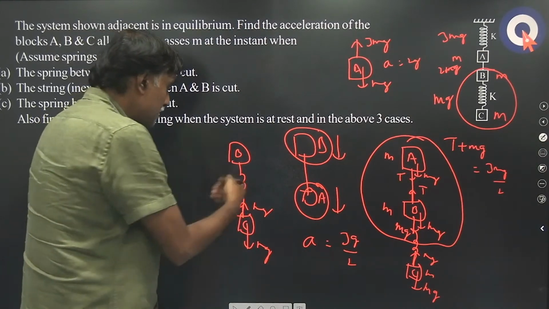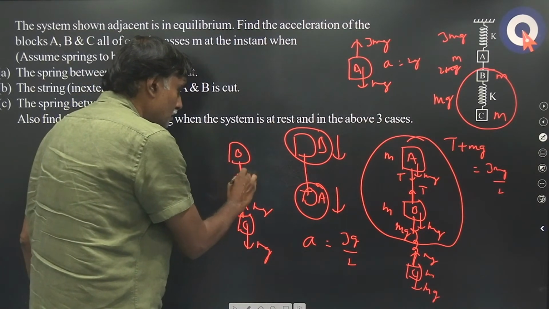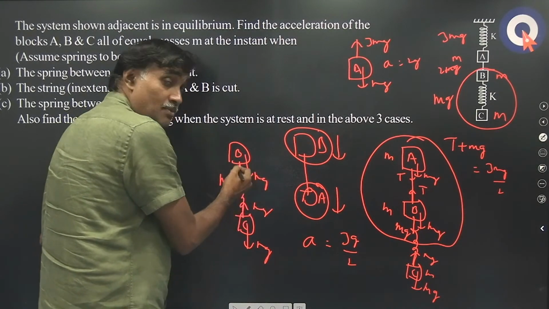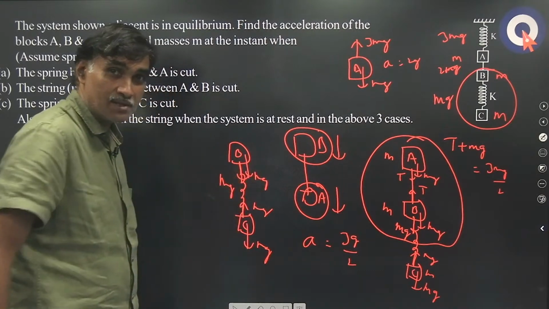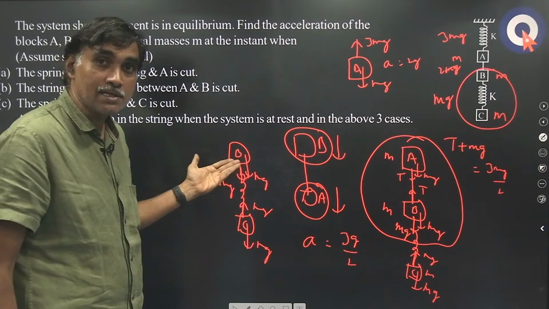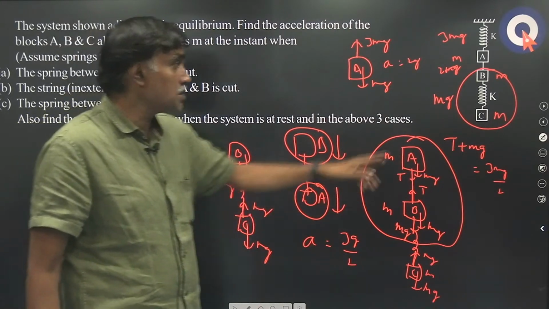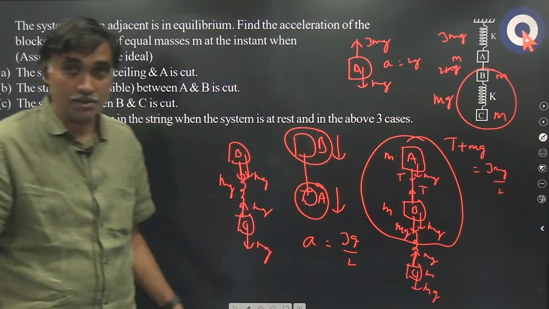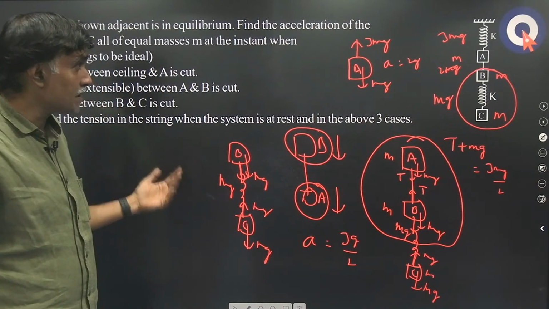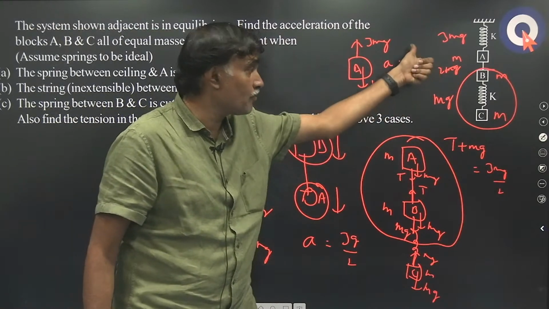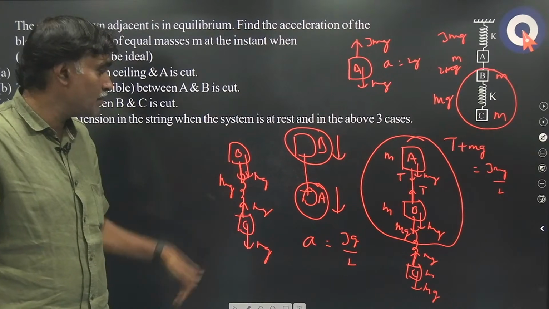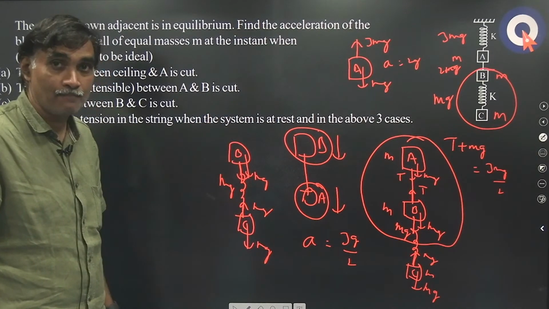Okay. Next, what are the forces acting on B? Spring force is mg downwards, gravitational force is mg downwards. So what is the net force? 2 mg downwards. So what is its acceleration? 2g downwards. And tension in the string is 0 in the second case, because that string is cut, tension cannot be there. So what is the answer for the second bit? Acceleration of block A is 2g upwards, acceleration of block C is 0, and acceleration of block B will be 2g downwards. Okay.